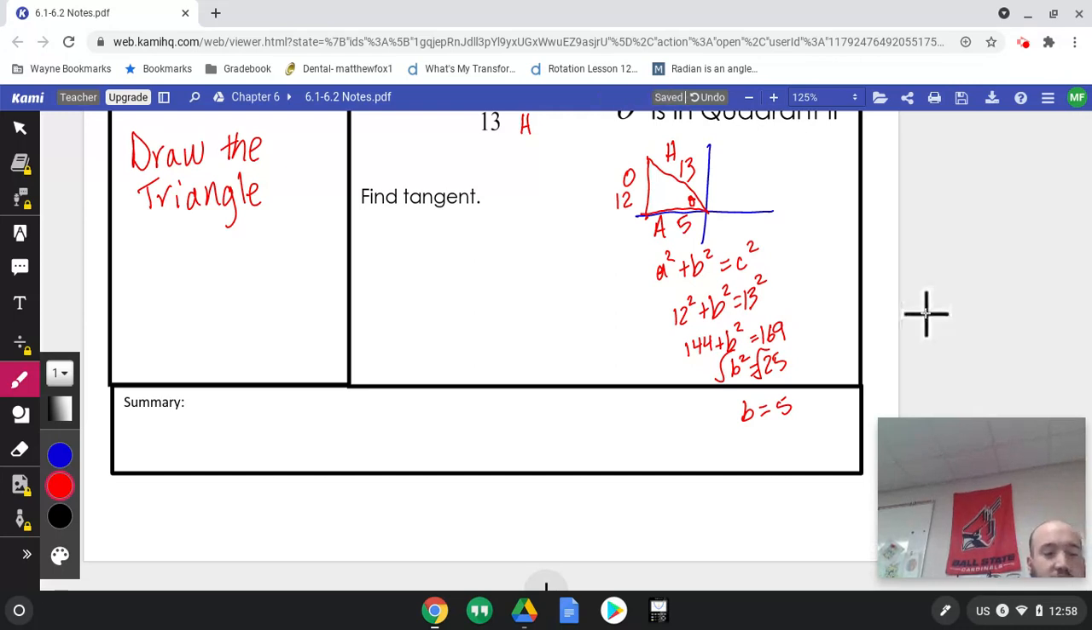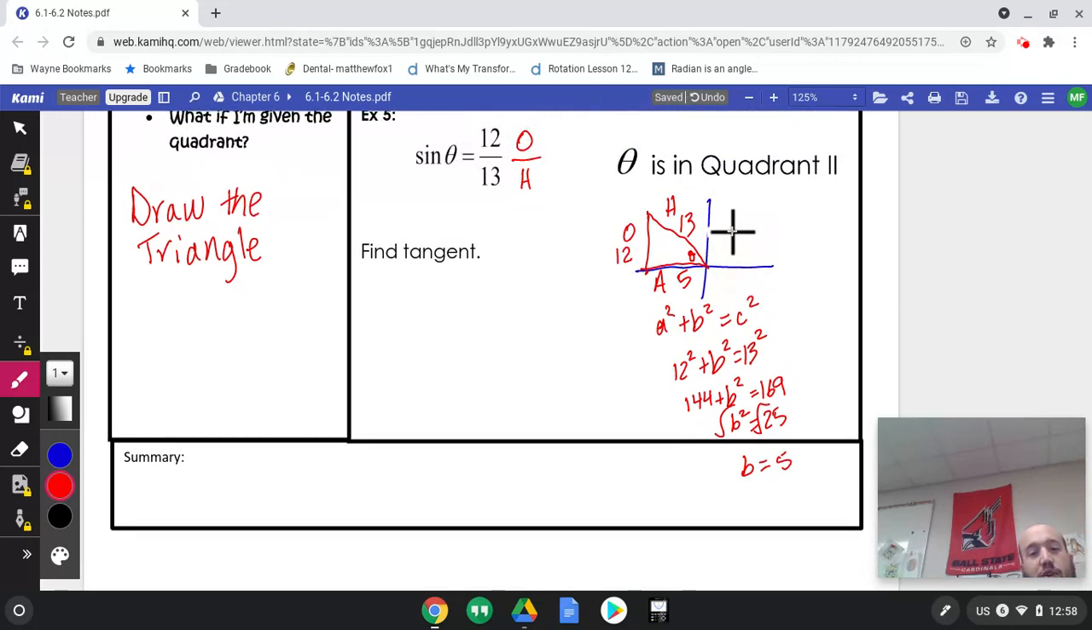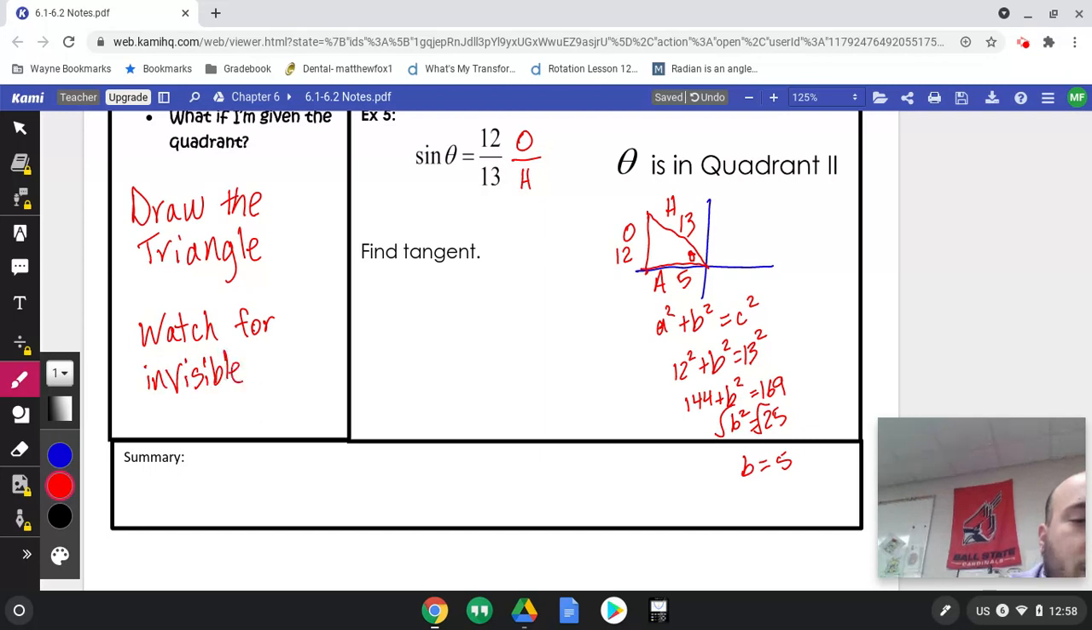Now, the only thing we have to be careful about here, we need to watch for invisible negatives. Okay? I'll explain what that means in just a second. So, since our picture is in quadrant 2, that means the x value has to be negative. If you look here, it was left from 0, 0, it was left 5. So even though we found b to be 5, that actually is going to be negative 5.